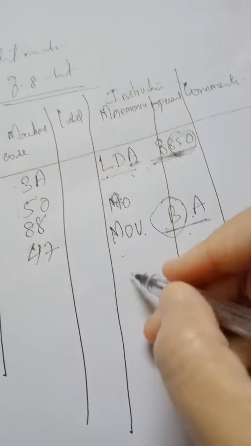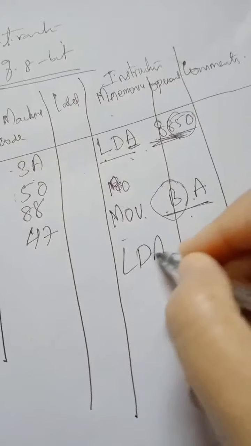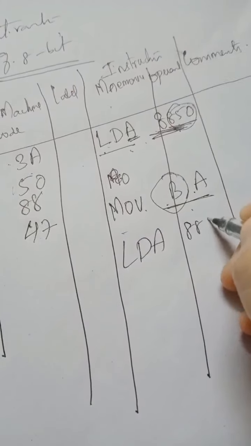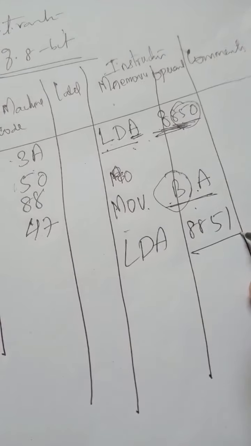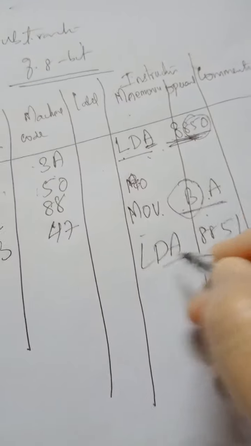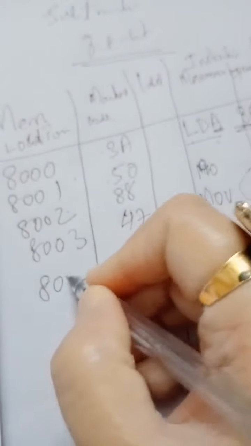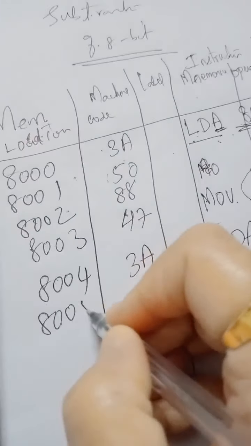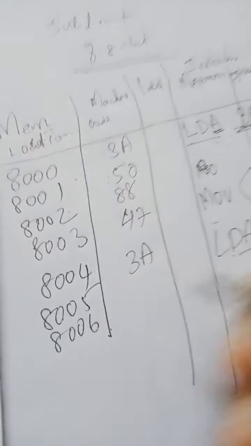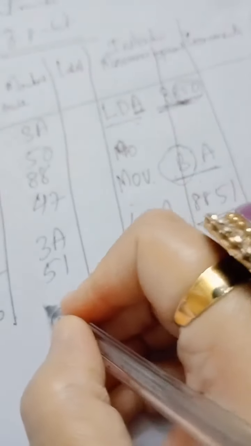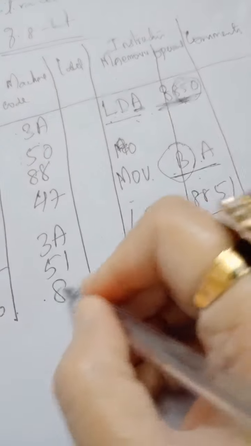Okay, next, again the accumulator is empty. LDA 8851. I am loading one more data into the accumulator. The second data is in the accumulator. What is the code of this? 3A, 8004, 8005, 8006. Okay, it is also 3-byte. So here I will load 51 and here I will load 88.